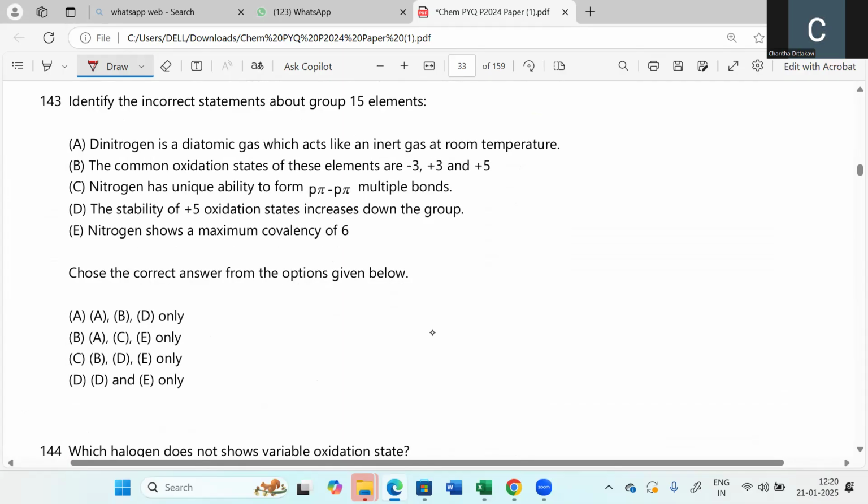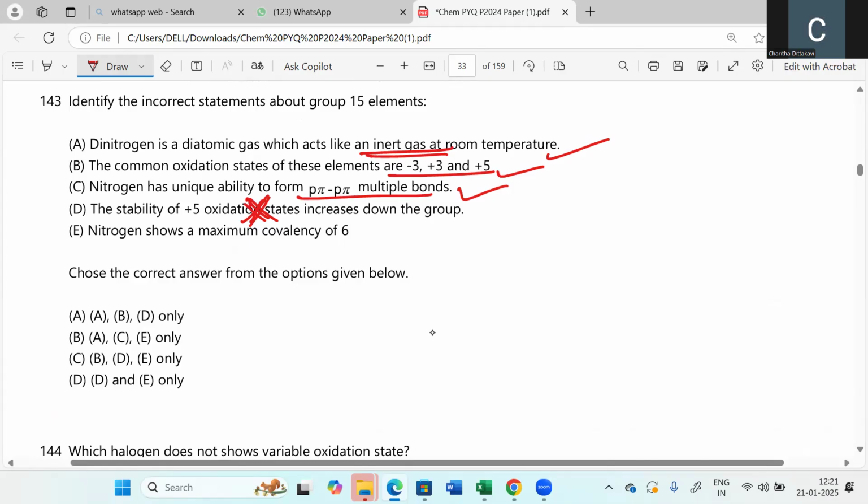Next, identify the incorrect statement about group 15. Incorrect statement क्या है? Dinitrogen is a diatomic gas which acts as an inert gas at room temperature. Yes, at room temperature it is inert. Common oxidation states of these elements are +3, +5, -3. Correct. Nitrogen has the unique ability to form p-pi multiple bonds. It is also correct. Stability of the +5 oxidation state increases down the group. No. Stability of the higher oxidation states decreases down the group for p block elements.